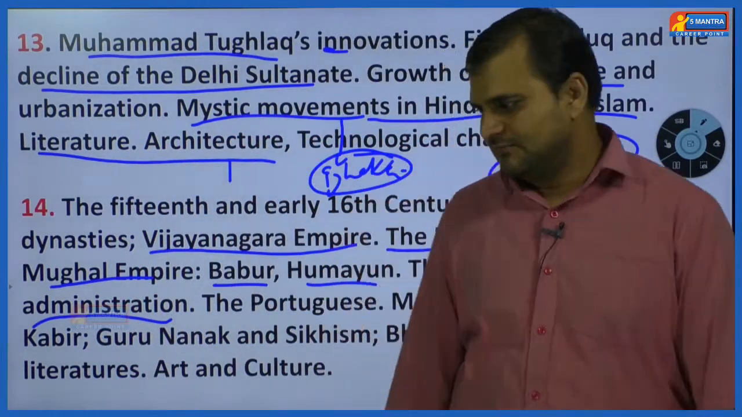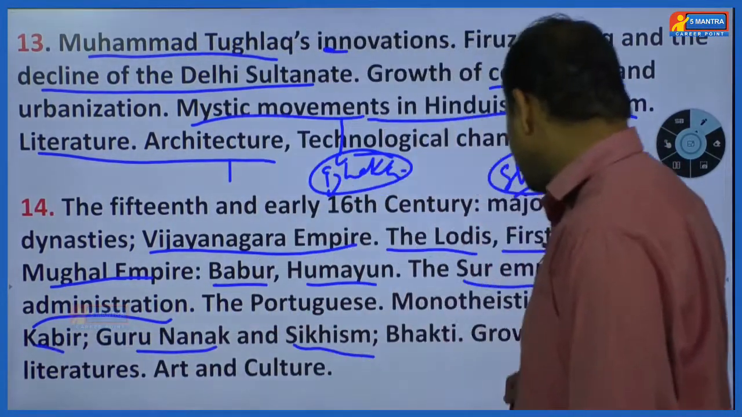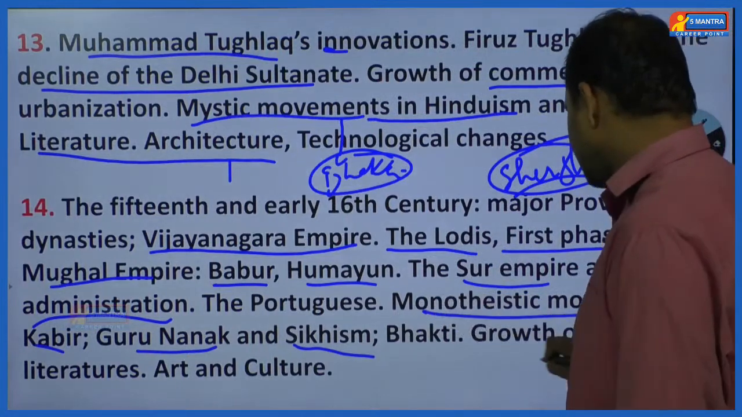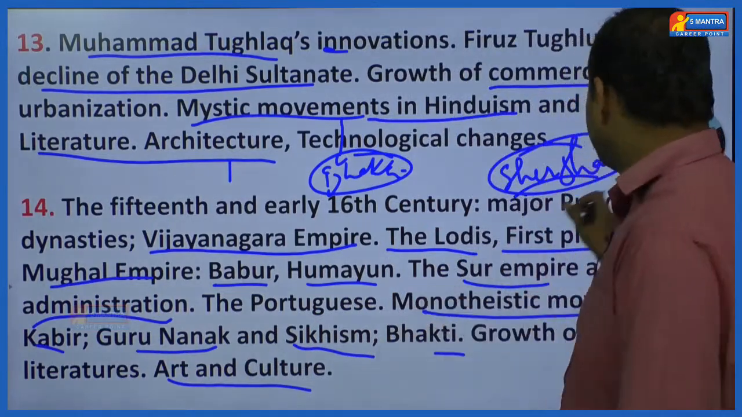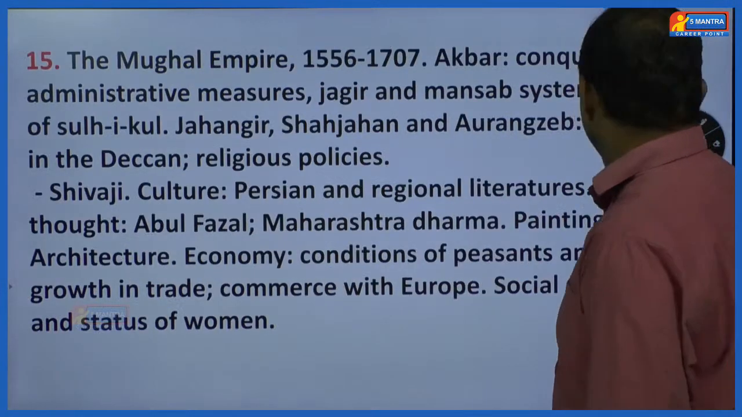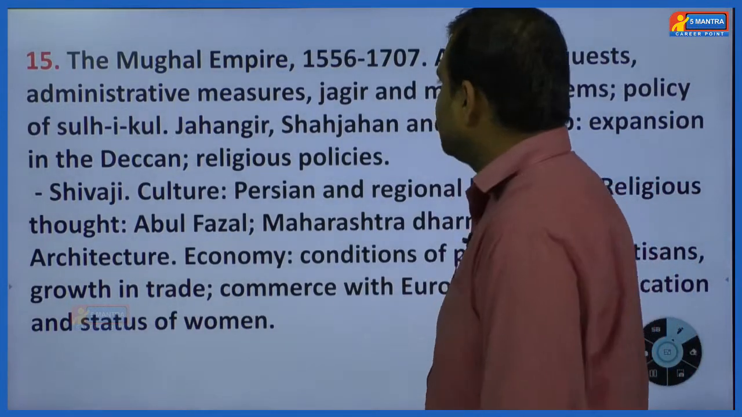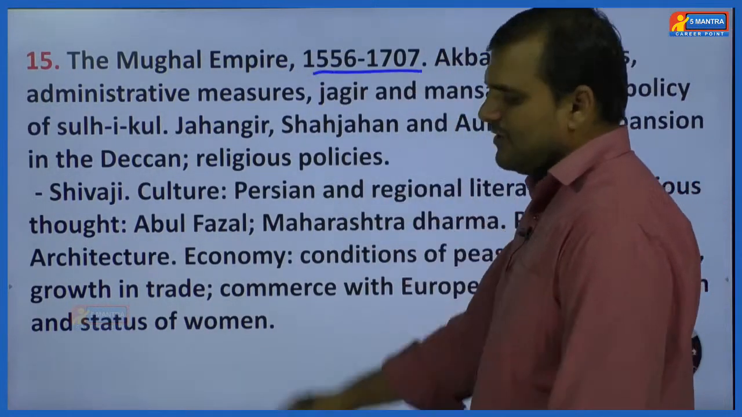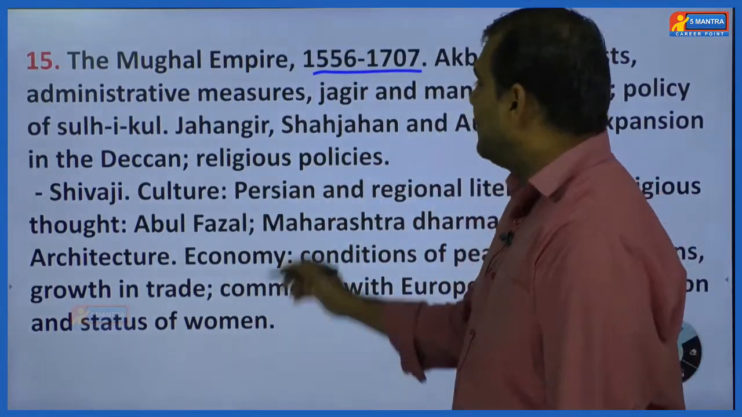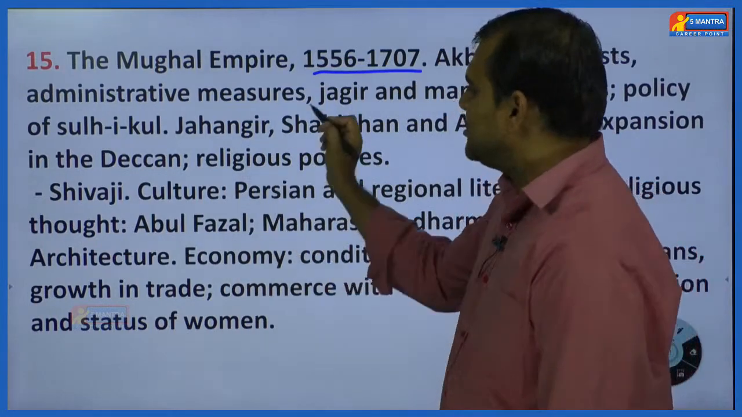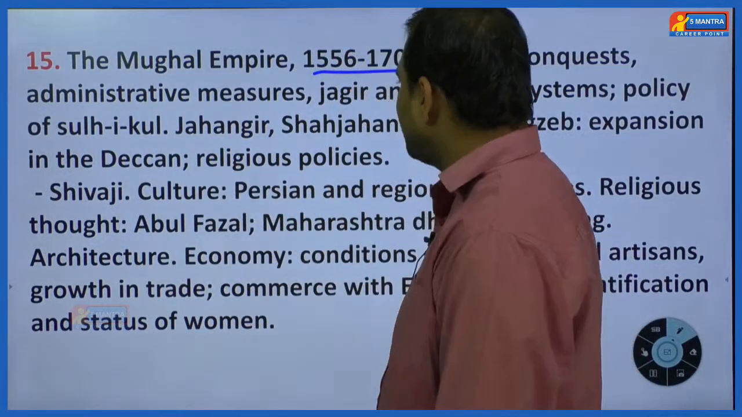And the rise of Sikhism, Sikh religion, Guru Nanak, Kabir, monotheistic movements, Bhakti, growth of regional literature, art and culture are discussed in this chapter. Okay, the Mughal Empire, 1556 to 1707, meaning the second battle of Panipat to after the death of Aurangzeb. In this chapter we discuss the second battle of Panipat to the death of Aurangzeb.